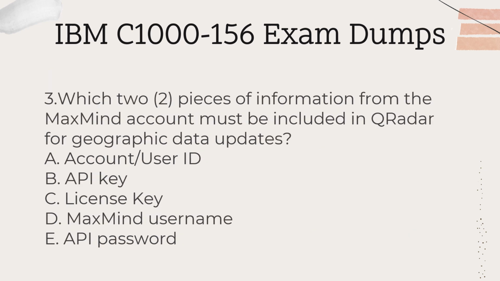3. Which two pieces of information from the MaxMind account must be included in QRadar for geographic data updates? A. Account user ID. B. API key. C. License key. D. MaxMind username. E. API password.